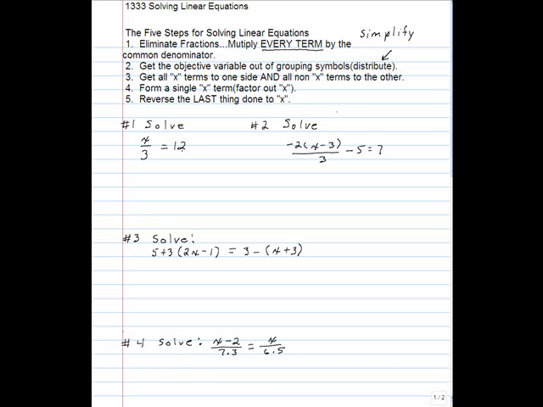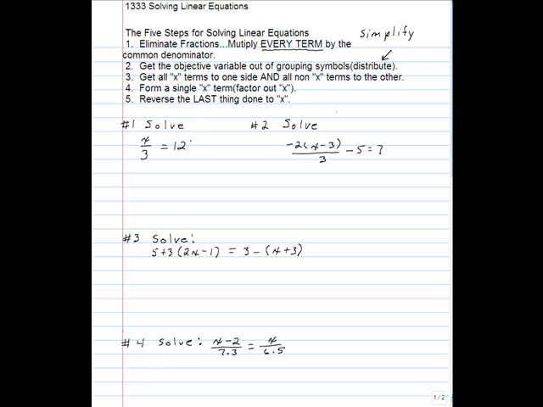Okay, let's begin. Number one has a fraction in it. Step 1 says eliminate fractions, multiply every term by the common denominator. This equation has 2 terms and they are separated by the equal sign. Remember, terms are separated by plus signs, minus signs, and equal signs. There are no plus or minus signs, so this is a 2-term expression. And it says multiply every term by the common denominator.